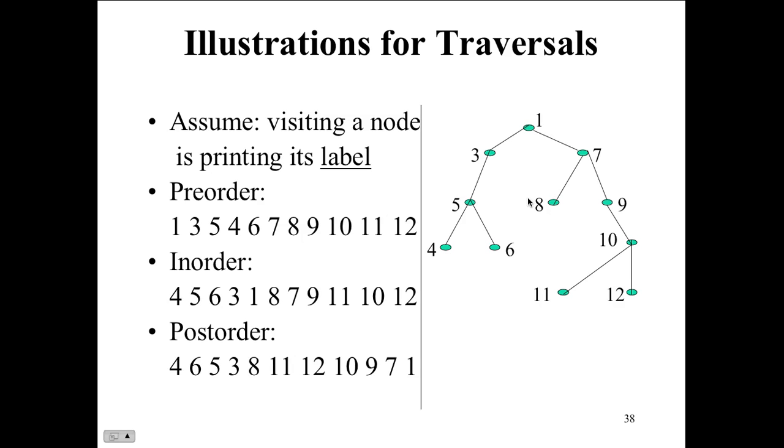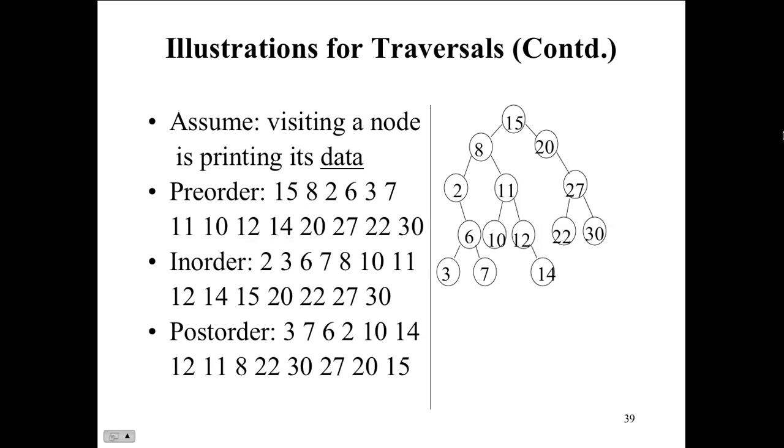The post-order hits the root last. So we have a 4, a 6, a 5. So we're hitting the root last. And then we have a 3, 8, 11. So we got the root coming in at the last, the post-order. 3, 8, 11, that is correct.